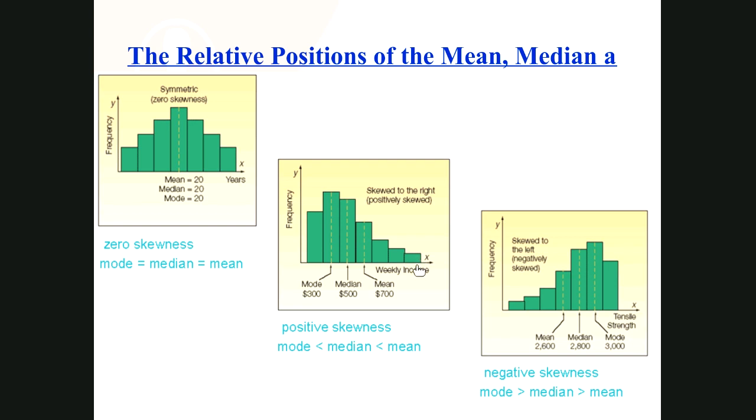And in this one where it's skewed to the left and it's negatively skewed, the mode is greater than the median, which is greater than the mean. You see the mean here to the left on the curve. Okay? Does everybody understand that? Any questions about that? Okay. No questions? All right, so let's look at the video.